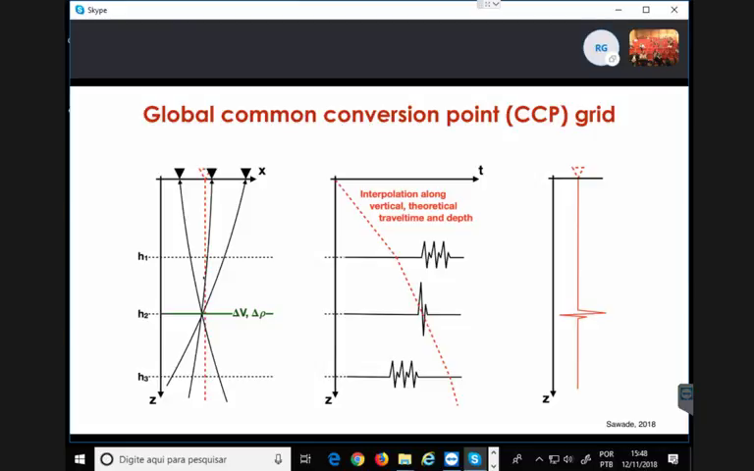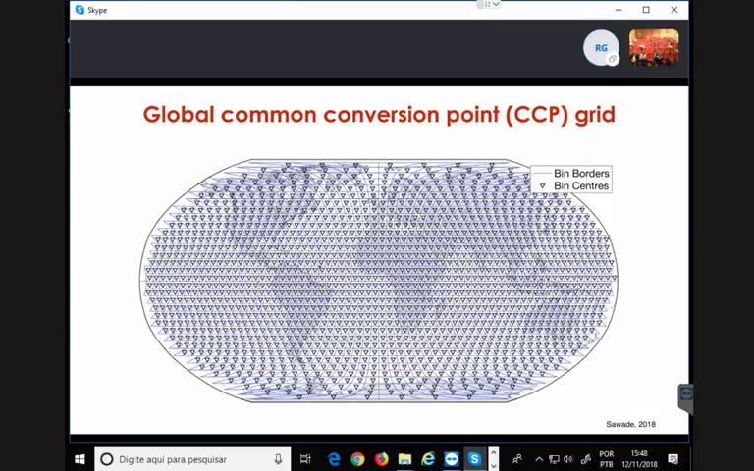So it's basically a similar method to CMP gathers in reflection seismics, for those of you who know, but using teleseismic waves. I will skip this quickly here to just show you a little bit what we've done. We've created this global grid of CCPs that you can see there.